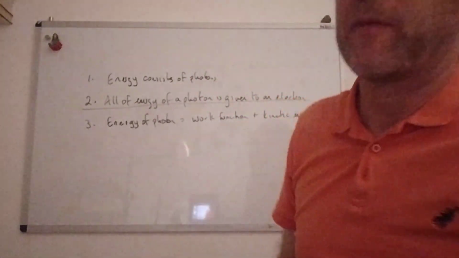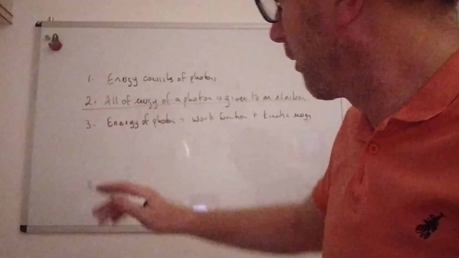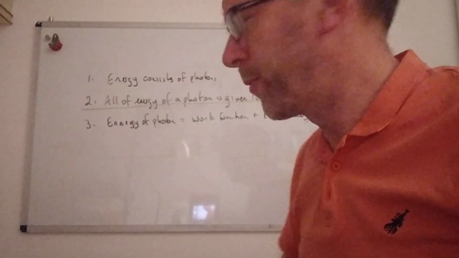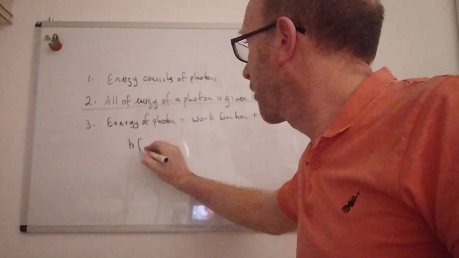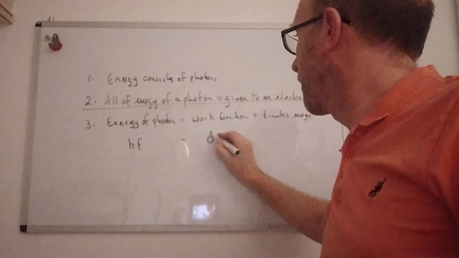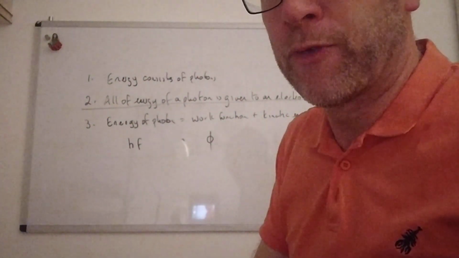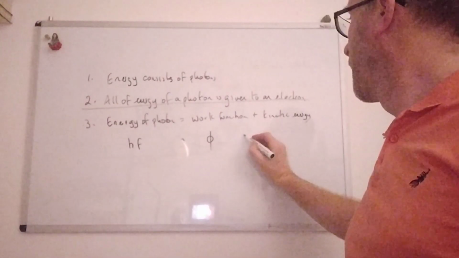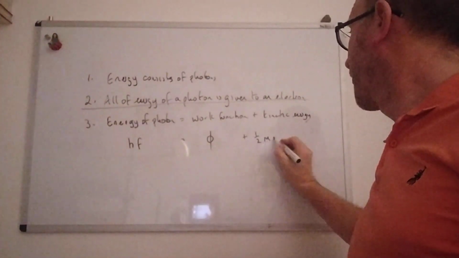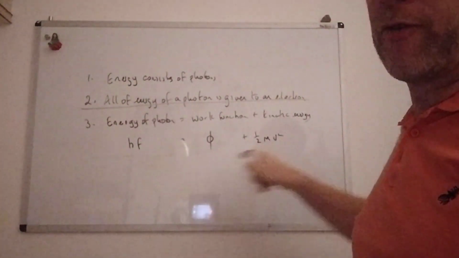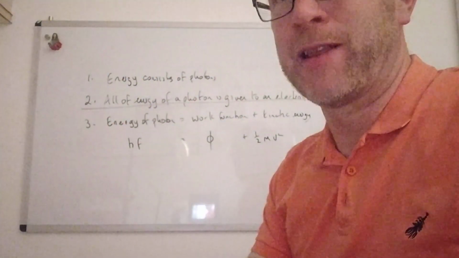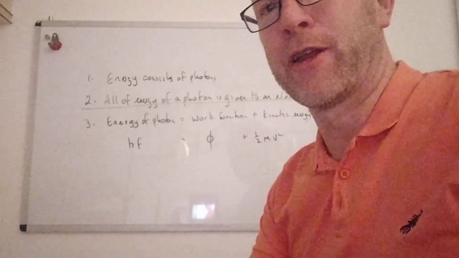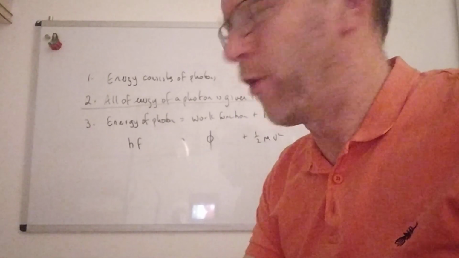Now, we'll write the mathematical equation that follows from that. You should be familiar with this at this stage, so work it down with me. The energy of the photon is hf, the work function is phi, and the kinetic energy, you know from mechanics way back in September, is half mv squared. That's Einstein's photoelectric equation. That is what we'll be dealing with tomorrow in our calculations. Something to look forward to.